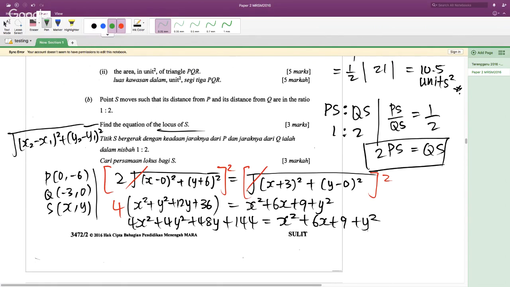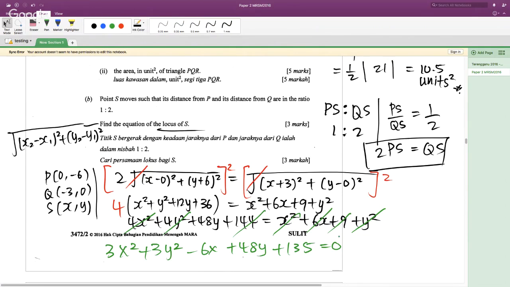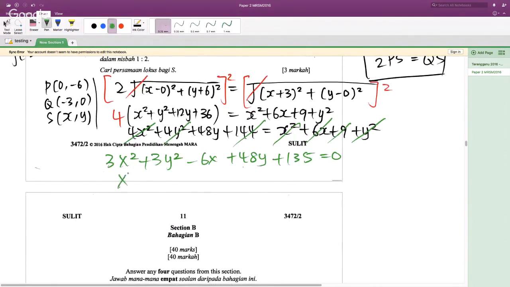So x squared and x squared simplified is 3x squared. Y squared and y squared simplified is 3y squared. There's no x on the left, so minus 6x. Plus 48y. The 9, I move to the other side, so it's minus 9, and you will get positive 135. Then all the numbers can be divided by 3, so I divide by 3: x squared plus y squared minus 2x plus 16y plus 45 equals 0. This is my equation of locus.